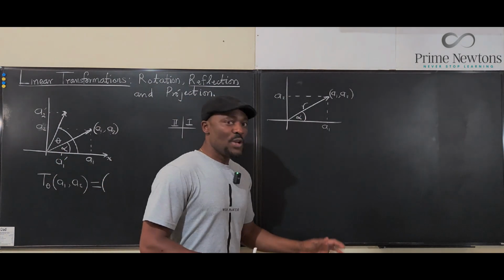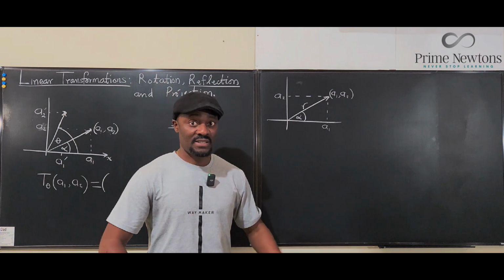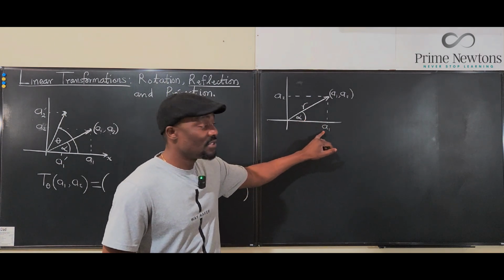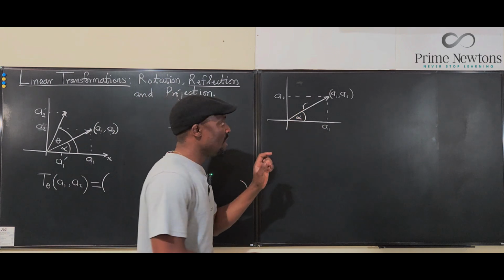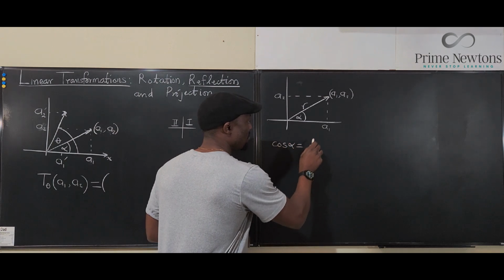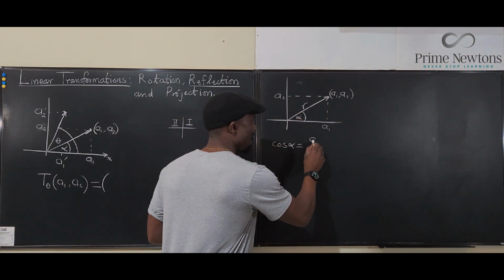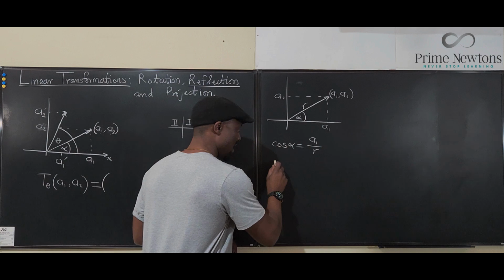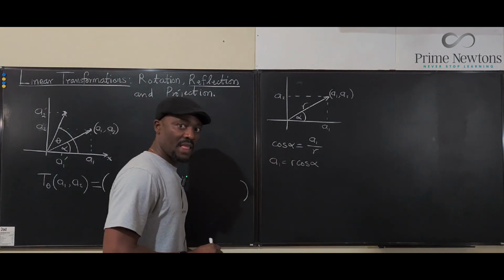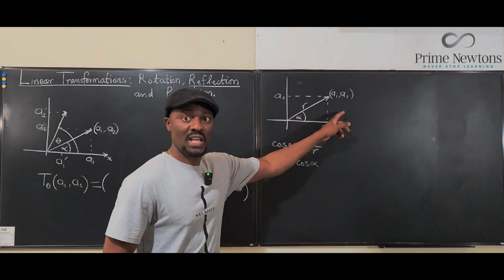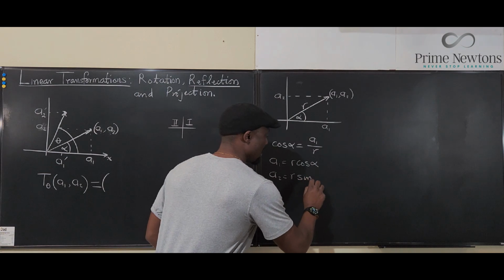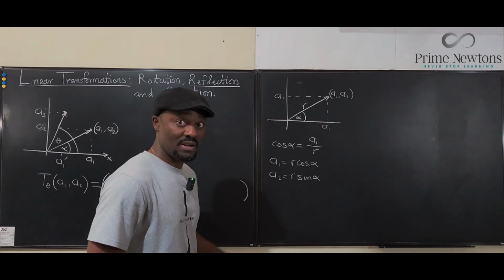So we don't want to be dealing with everybody and everything. Let's just use what we started with. We can write A1 in terms of the radius, because from our trig ratio, cosine alpha is adjacent over hypotenuse, which is A1 over R. So we can say that A1 is R cosine alpha. Similarly, if you do the trig ratio for sine, you're going to end up with A2 equals R sine alpha. So we have these two guys here that are going to help us.